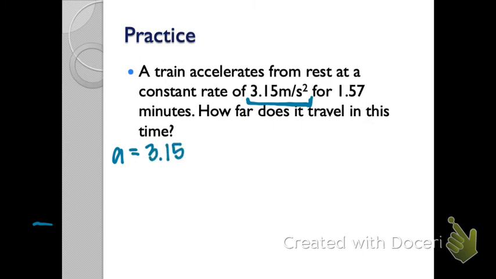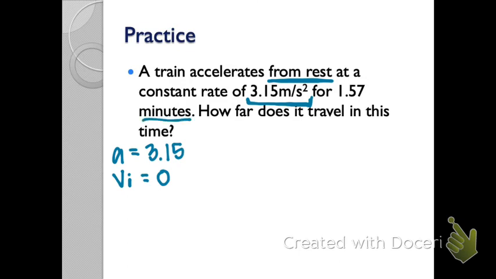What does this tell us here when it says it accelerates from rest? Okay, it was stopped. So what variable does that represent? Velocity. Initial velocity is 0. It starts from rest, and now it accelerates at 3.15 meters per second squared. So after 1 second, it's 3.15. After 2 seconds, it's 6.3. After 3 seconds, it's whatever. But we're going to keep calculating that, okay?